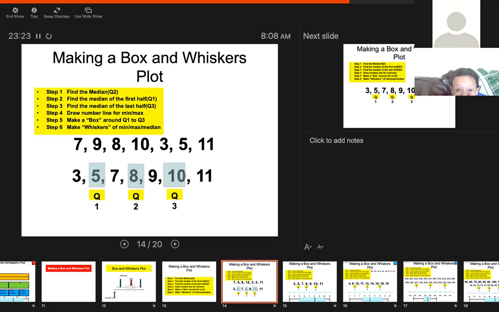Oh, number line. Our number line needs to at least go from 3 to 11. Does anybody want to make a number line from 3 to 11? What's another option? Give every number, 2 to 12. 2 to 12 would work. Go by 2s. 1 to 12, go by 1s. 0 to 15, go by 5s. 0 to 15, go by 1s. All of those are perfect options. But you must create a number line that at least goes from 3 to 11. Otherwise, you can't fit the numbers on the number line.